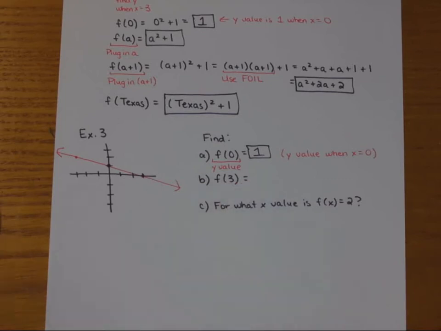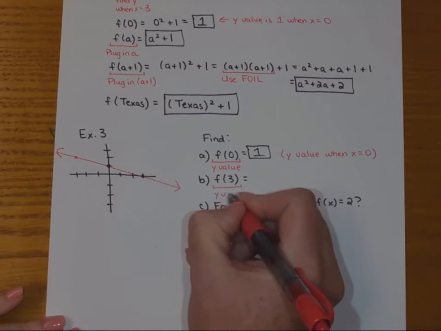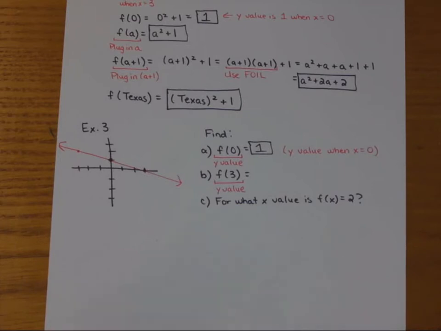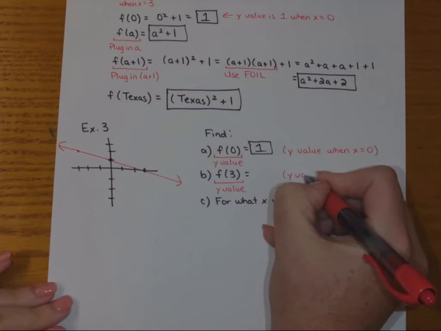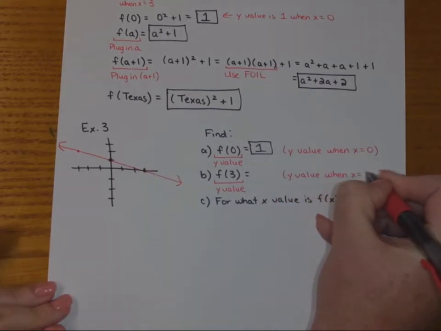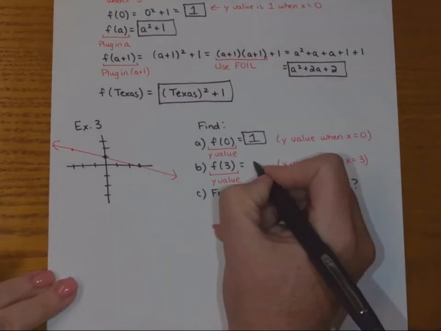Okay, so let's see if we can answer this question now. F of 3 equals what? So again, this is your y value. Okay, in other words, the whole f of 3 is the y value. I'm asking you to find the y value when x is 3. So again, we'll skip some space. Okay, so here's x equals 3, and what's the y value right here where I'm pointing? Notice that it's 0.